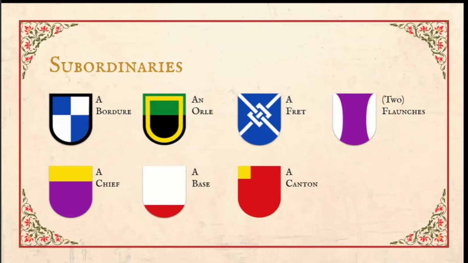So if you think of a lot of different national flags, they will have the little thing up in the corner with something else in it, let's say 50 stars. That's a canton. And now you have the word for that.